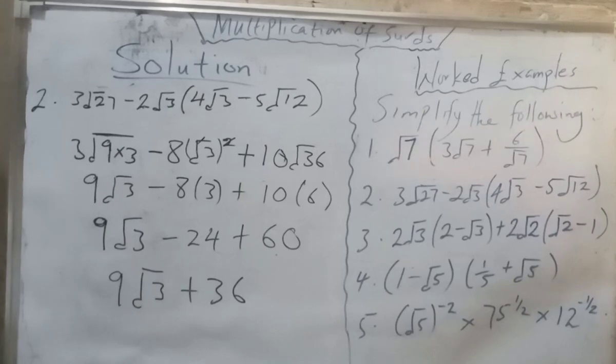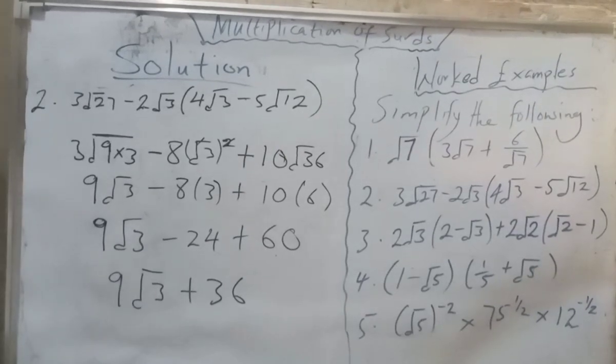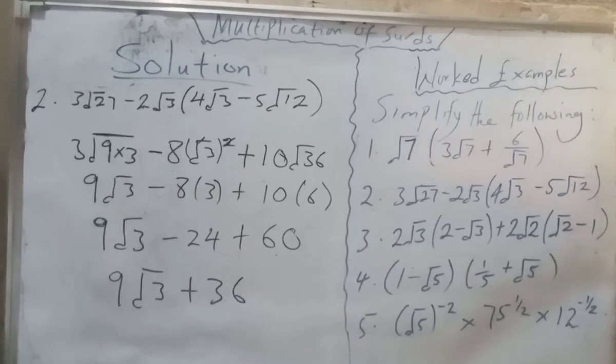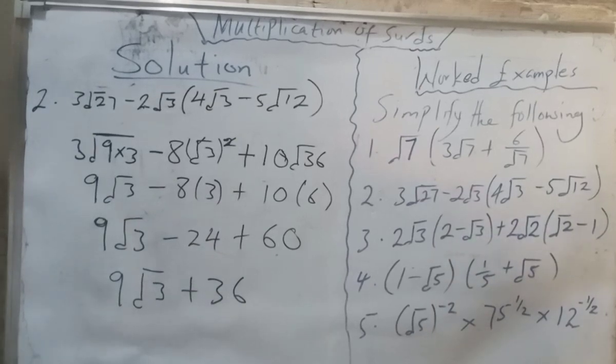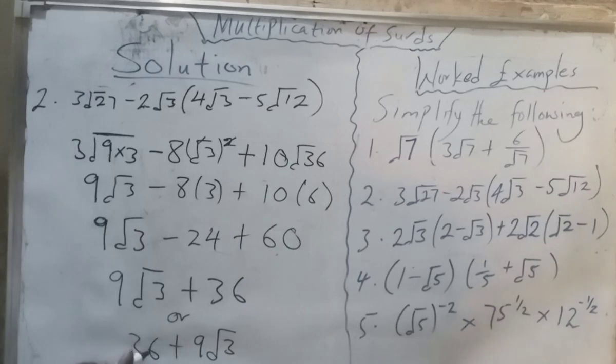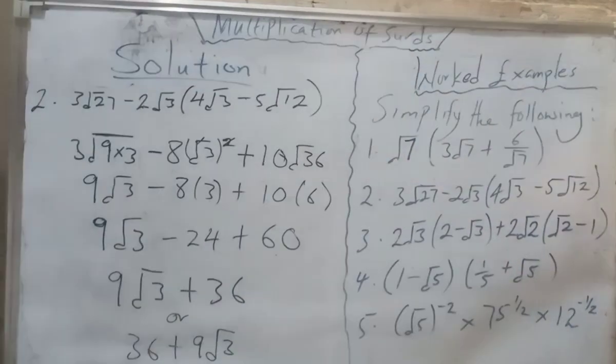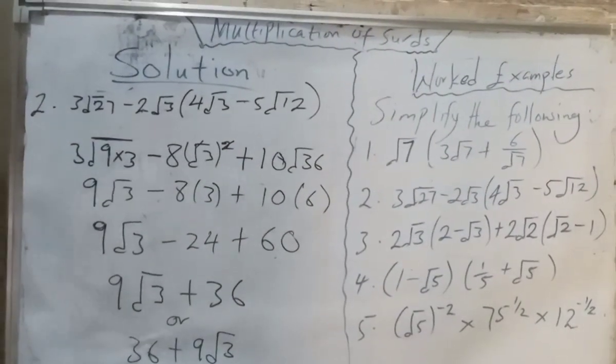Sometimes you will be asked to leave your answer in a certain format. Let's assume that we are asked to leave our answer in the form a plus b root 3. In that case, we should leave our answer like this: 36 plus 9 root 3. So the value of a will be 36, and then b will be 9. So that is how we answer the second question as well.